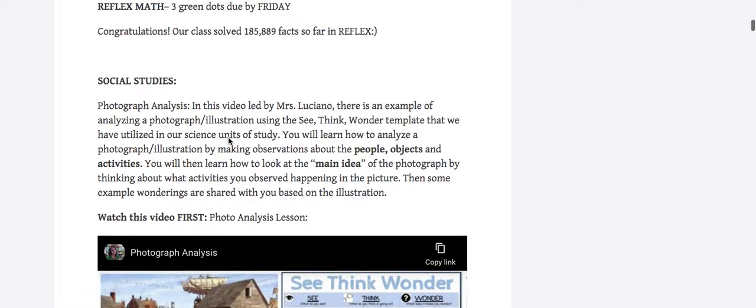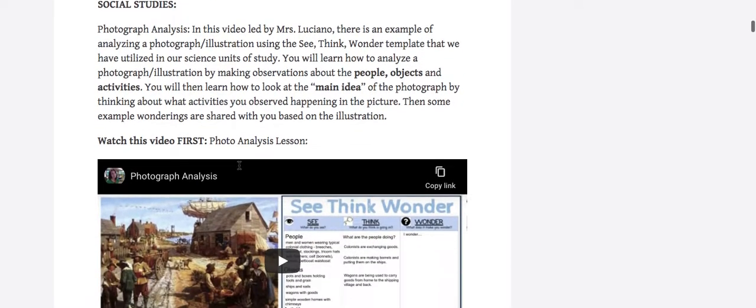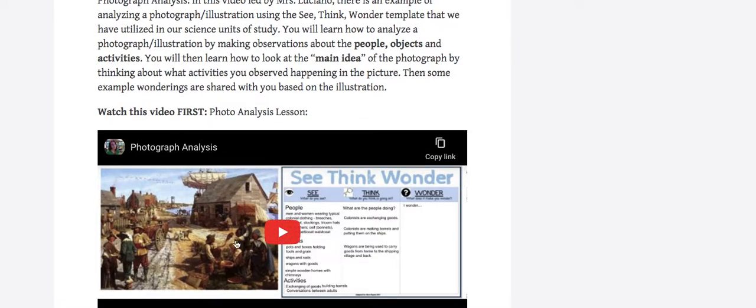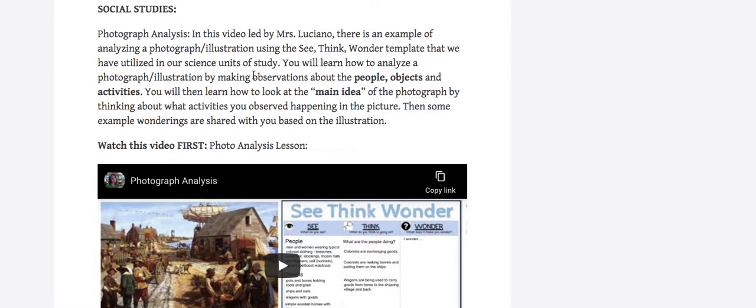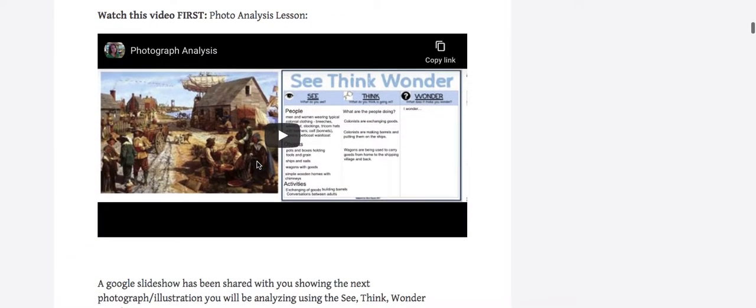Social studies. Miss Luciano is going to do this lesson below. Miss Luciano is reviewing how to analyze a photograph. This is really hard. And a couple weeks ago, we had a photograph of the colonial village. And Miss Luciano is going to model how to really observe a photograph or an illustration such as this. So she's going to go through that in detail. So first, watch her lesson.